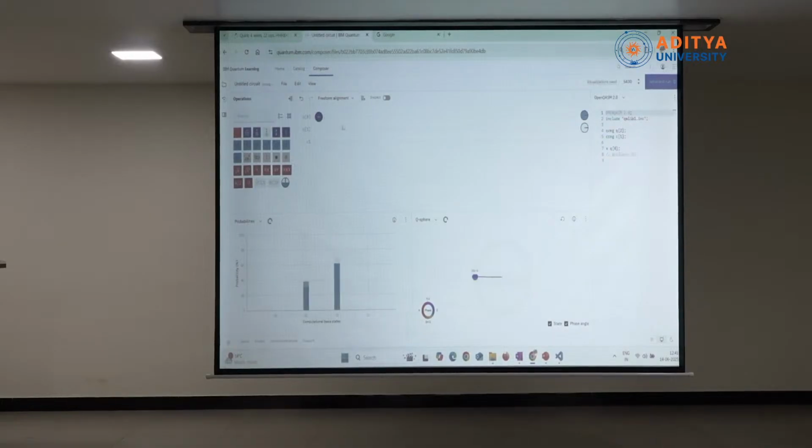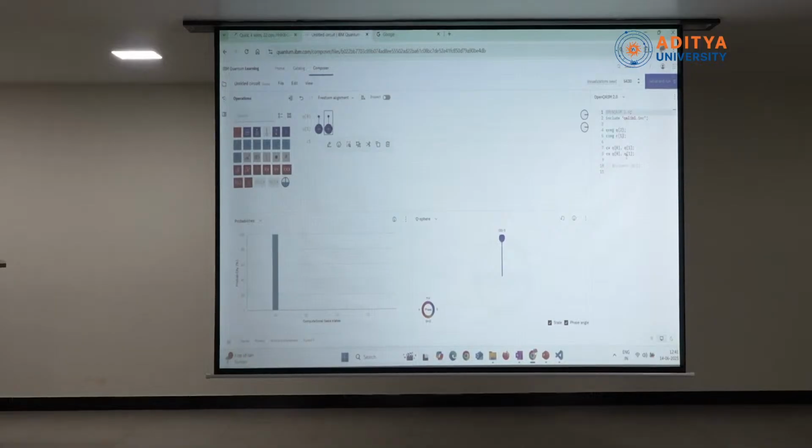Now how I asked you to design the same? By applying C naught, again C naught in reverse. In the composer you go to edit. Okay, C naught, here you take the control as 1 and target as 0. Done. Now next again.